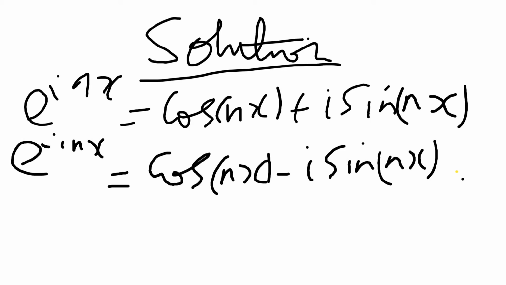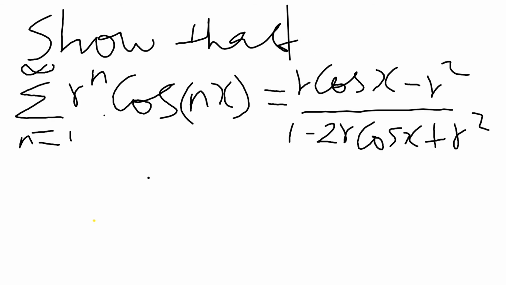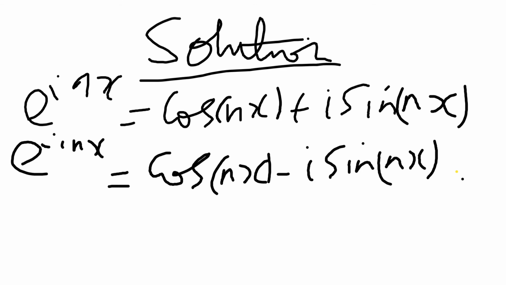Okay, today we are going to look at another video. So the question says, show that the sum over n from 1 to infinity of r to the power n cos nx is equal to (r cos x minus r squared) all over (1 minus 2r cos x plus r squared). Now I saw this question and found it interesting, and said let me do justice to it here.